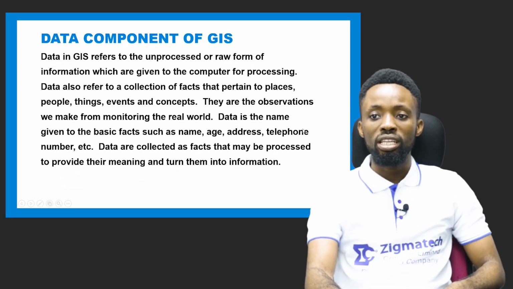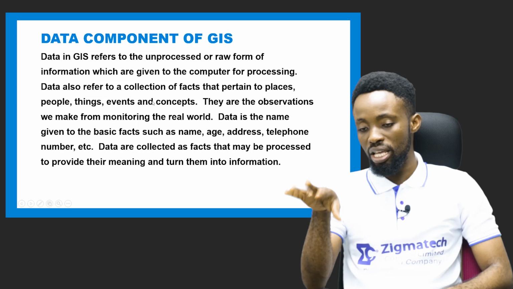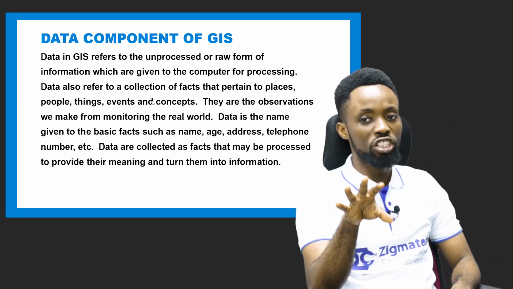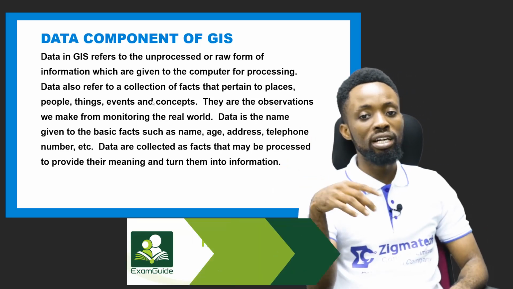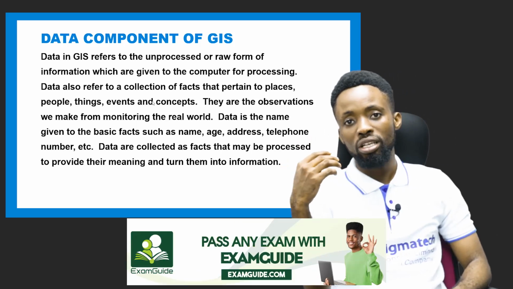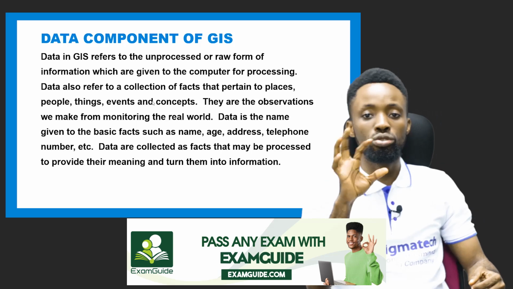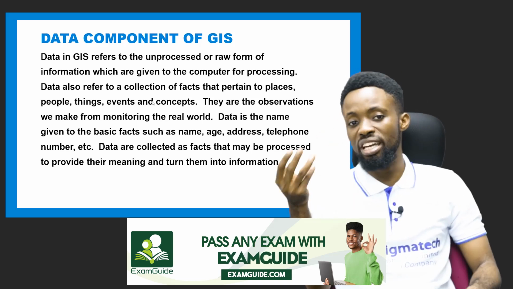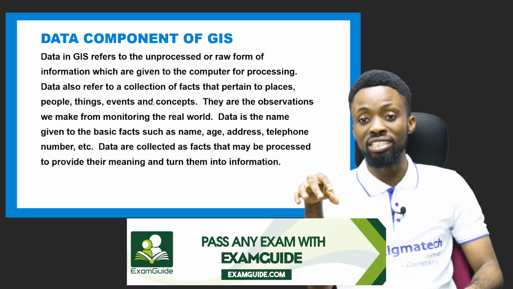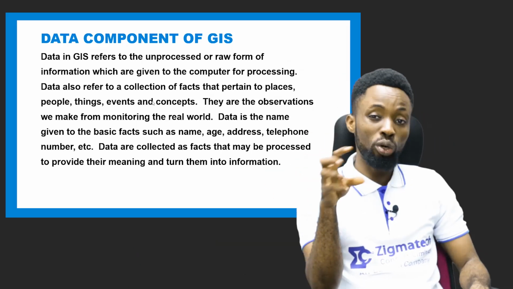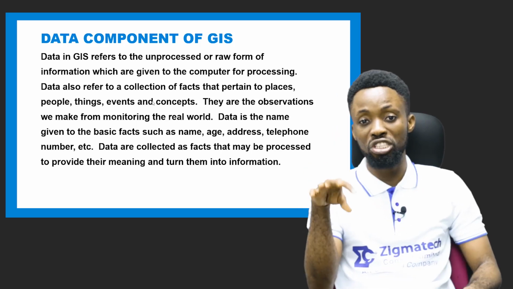Now let's go over to the next component of GIS, which is called the data component of GIS. Remember that GIS is defined as a computer system that collects, stores, analyzes, and presents geographic data in form of information. Now it means that the data itself is an important component of GIS.